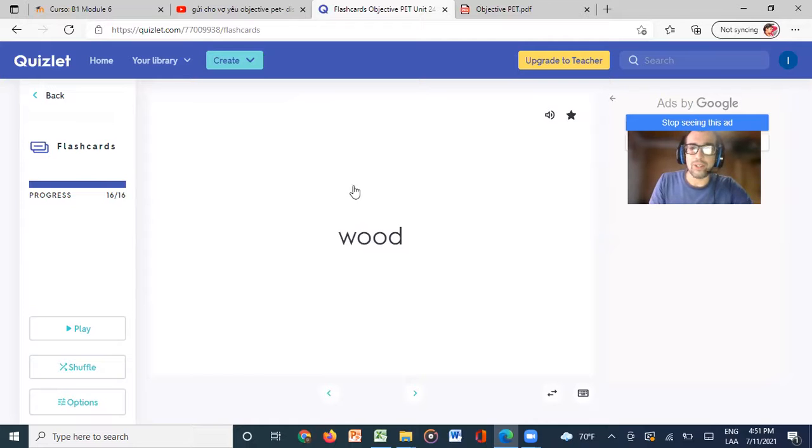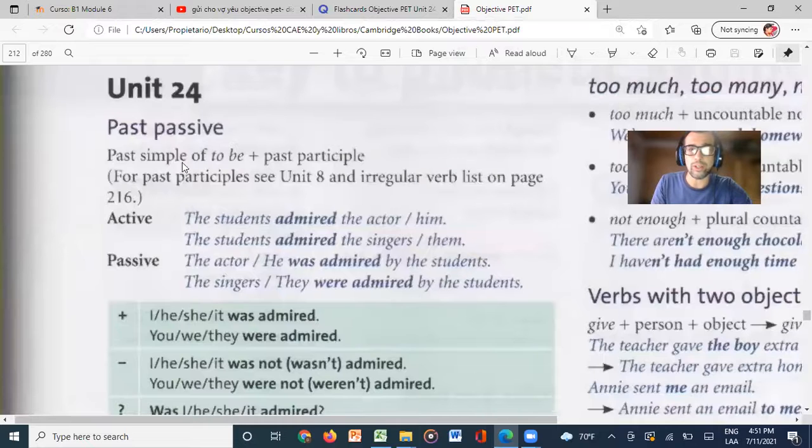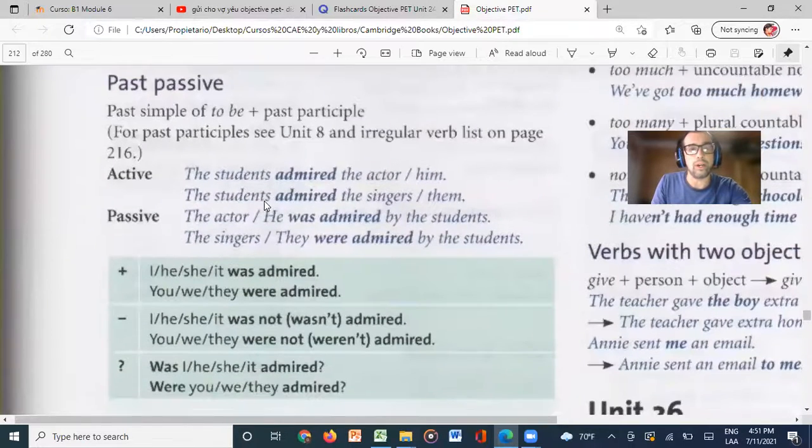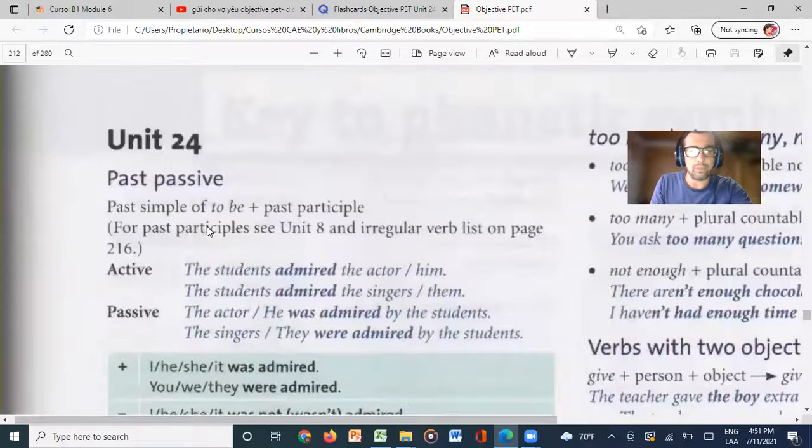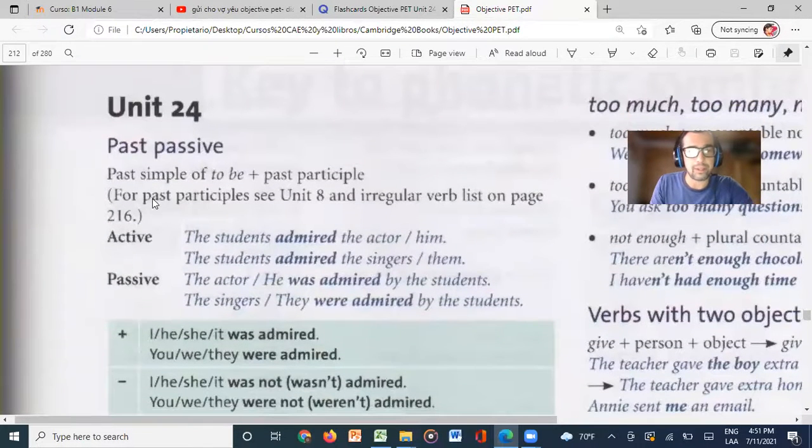Wood. So we're going to start this class on Unit 24. And we're going to start again practicing the passive voice, but now using the past simple and also using the future passive. So let's start right now with this unit. So, well, the past simple, remember the passive voice always needs to have the verb to be, right? And the past participle of the verb.